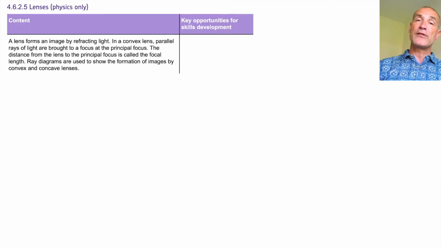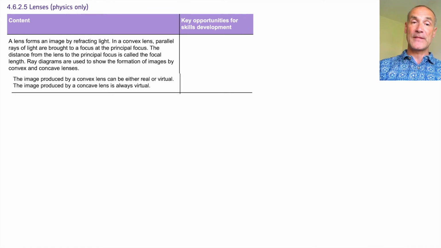So let's quickly go through the AQA specification for this section so you're really secure on what you need to know. So it says you need to know that a lens forms an image by refracting light, which we've done. In a convex lens, parallel rays of light are brought to focus at the principal focus. The distance from the lens to the principal focus is called the focal length, and ray diagrams are used to show the formation of images by convex and concave lenses. You need to know that the image for a convex lens can be either real or virtual, while the image on a concave lens is always virtual.